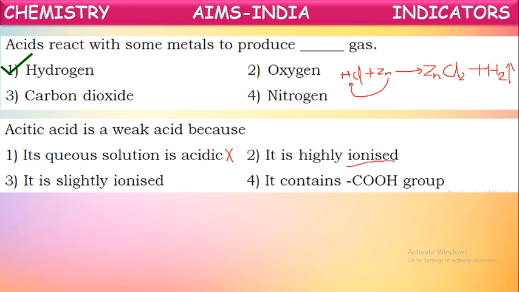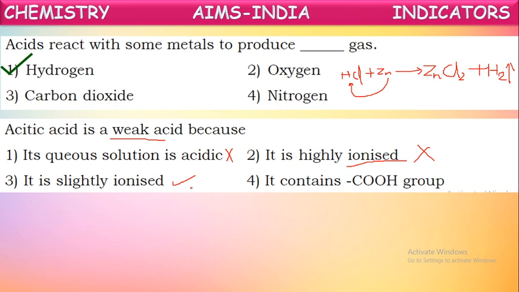What is the meaning of ionized here? Splitting into respective ions and producing H plus ions. If it is highly ionized, that means it is producing a large amount of H plus ions, then it is called a strong acid, not a weak acid. So if it is highly ionized, then it is called a strong acid. But it is called a weak acid here because it is slightly ionized.